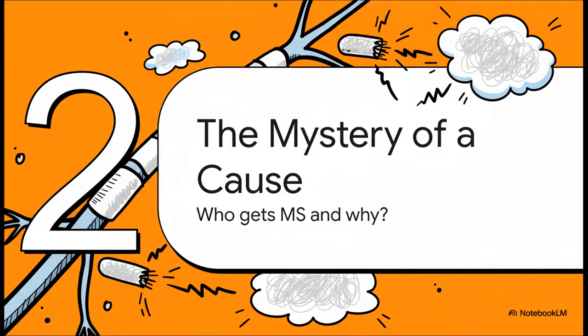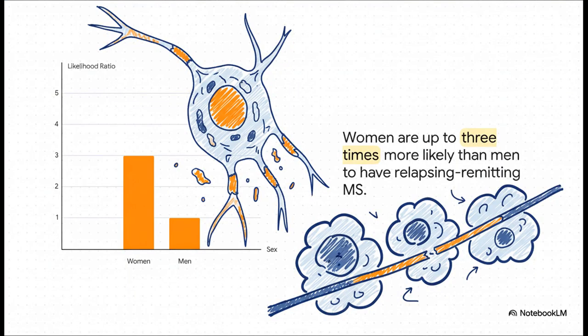So this all begs the big question, right? Why? Why does the immune system turn on itself like this? And the honest answer is, we don't know for sure. It's a really complex puzzle, but researchers have managed to identify a bunch of different factors that seem to play a role. One of the biggest risk factors we know about is sex. Women are up to 3 times more likely to develop the most common form of MS than men are.